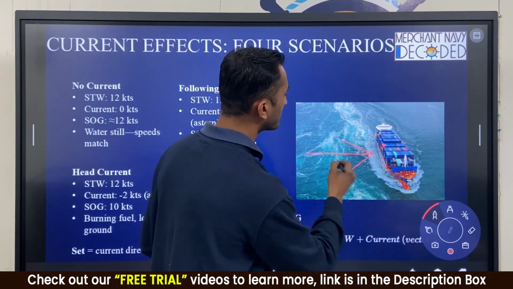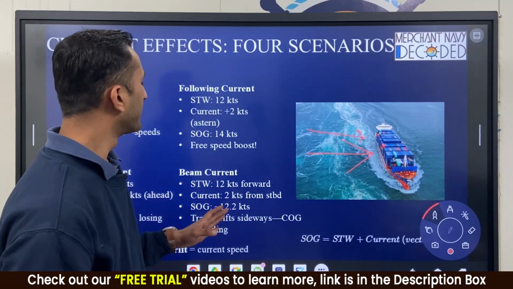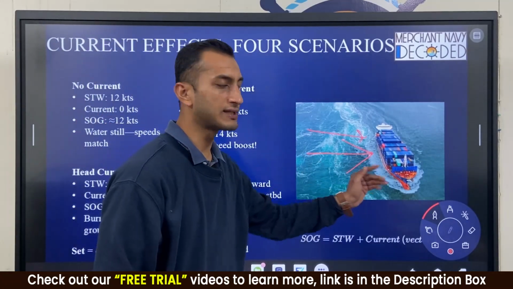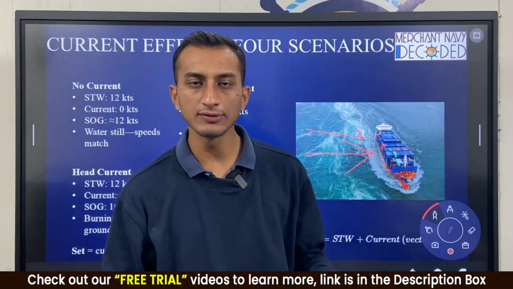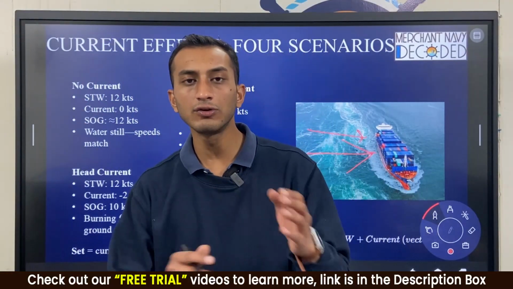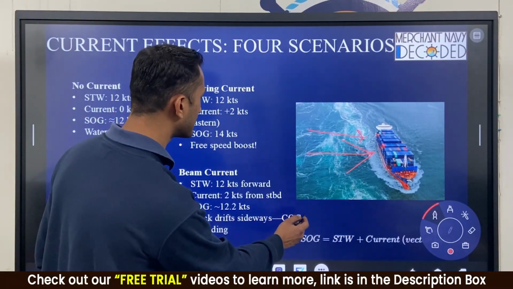And now the fourth scenario is the current coming from this direction, a beam current. Speed through water is 12 knots and current is 2 knots on the starboard side. This is her starboard side. So there won't be much difference in the SOG, but there is something known as heading and course over ground. They won't be the same. See the track drift away, COG. This is heading.